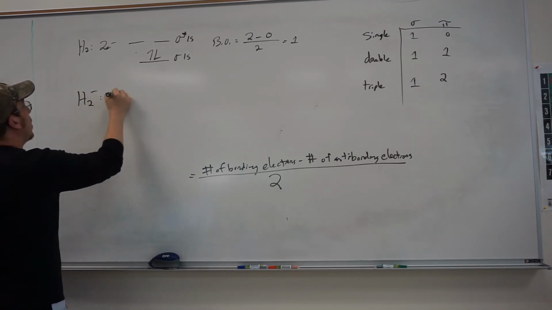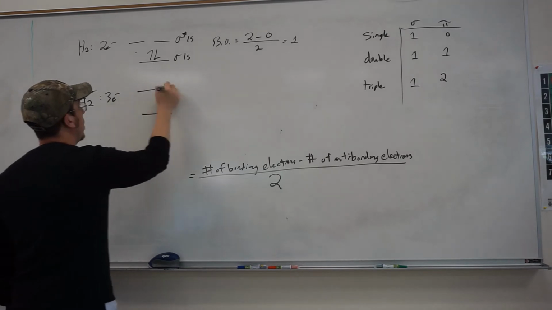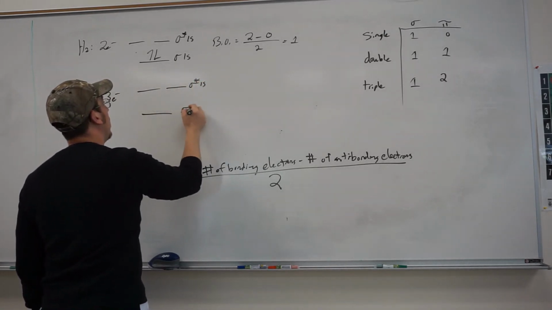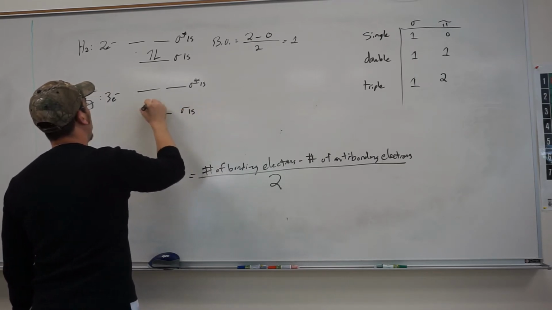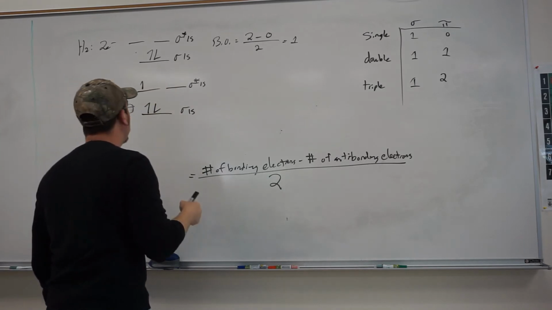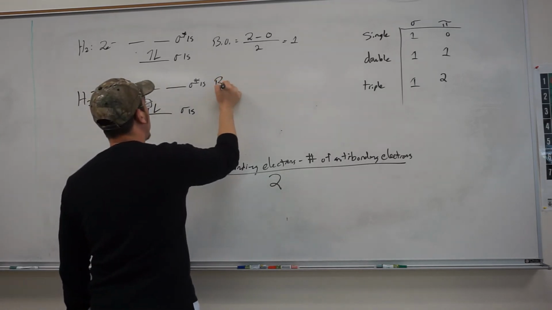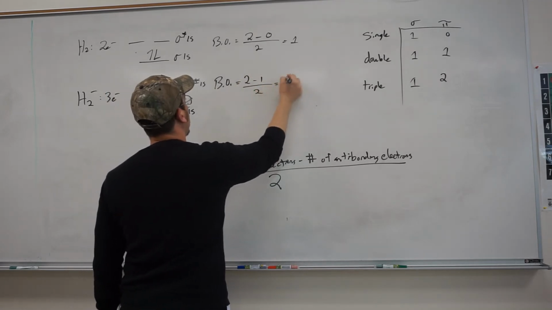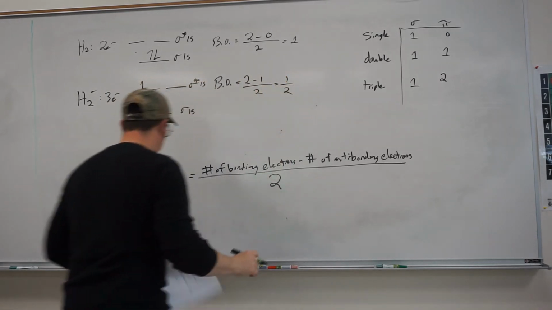Now we have 3 electrons. So we're going to take the same diagram here, and we're going to fill this in, and see how it affects the bond order. So we have 1, 2, 3. It doesn't matter which side you put that in, as long as you count it. So the bond order now is 2 minus 1 divided by 2, which gives me 1/2.